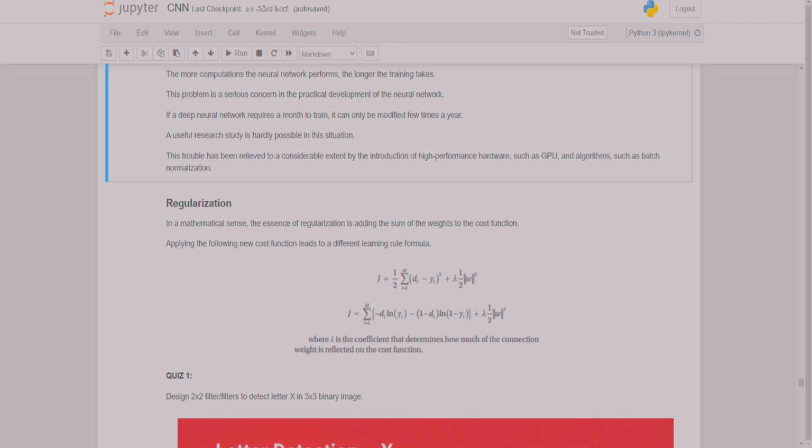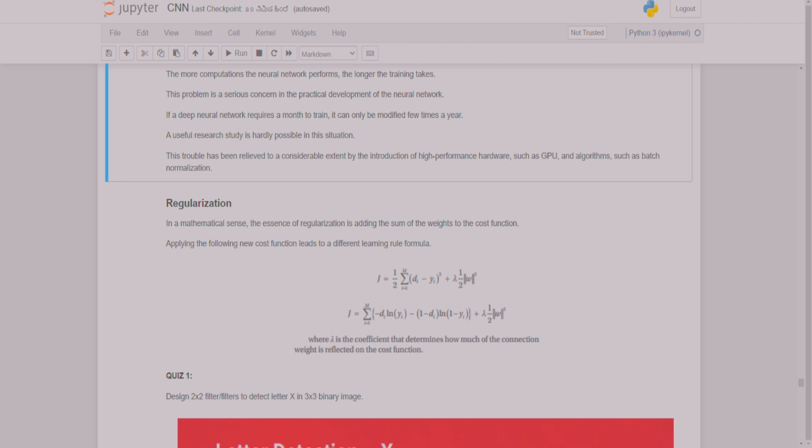Yes, we need to tell the elements of this filter. What are the values in this? I think it's 1, 1, 1, 1. Okay. Fine. Let's see.